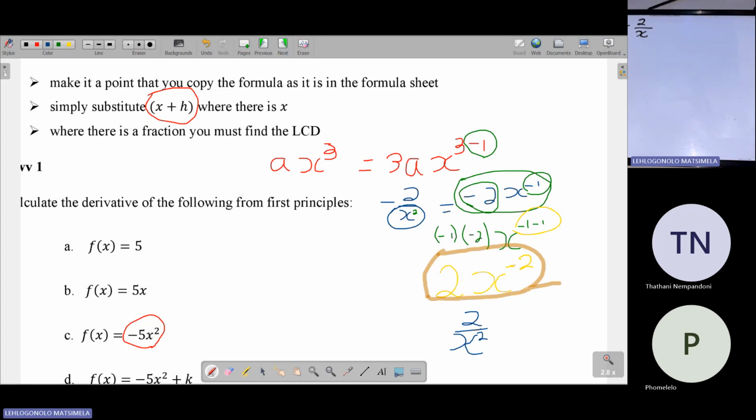Okay, now this was the shortcut of finding the derivative of -2 over x squared.